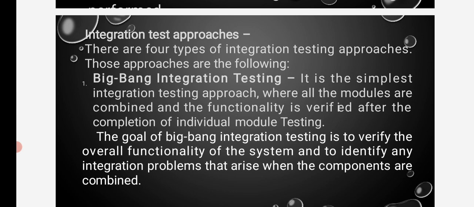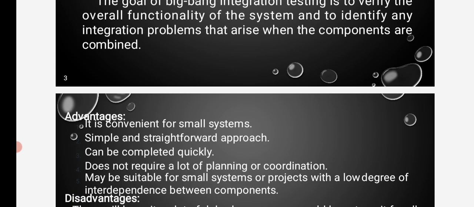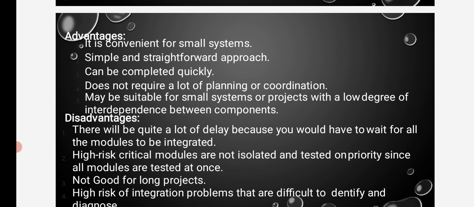The goal of Big Bang integration testing is to verify the overall functionality of the system and to identify any integration problems that arise when the components are combined. Then the advantages: it is convenient for small systems, a simple and straightforward approach. It can be completed quickly. It does not require a lot of planning or coordination. It may be suitable for small systems or projects with a low degree of interdependence between the components.